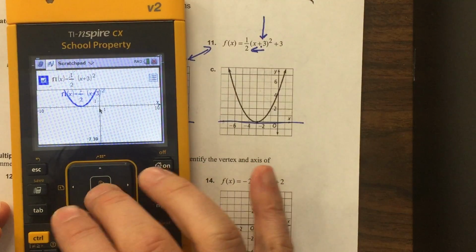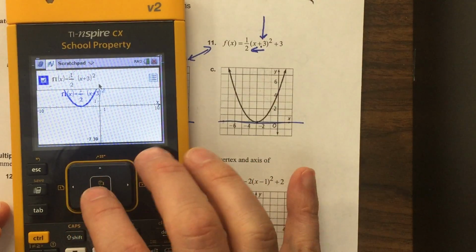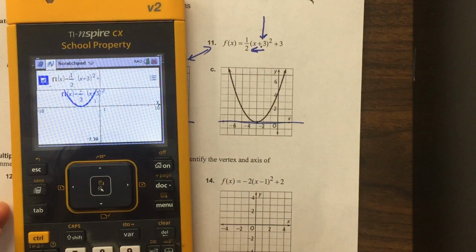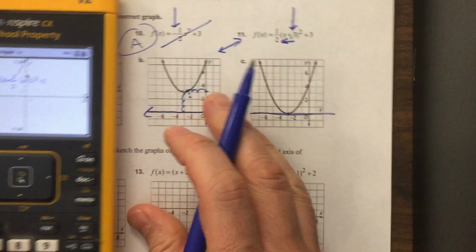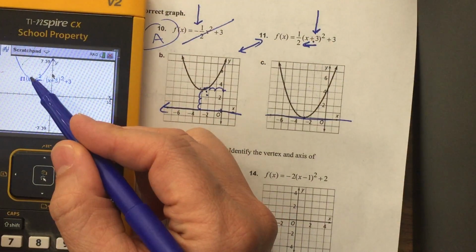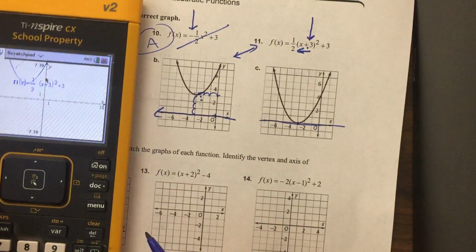I don't know why, every time I'm doing that, it's already graphing it, and I'm not done putting my equation in. Okay, so there it is. It looks just like choice B. It went left 3, it went up 3, there it is. Got a little bit wider.